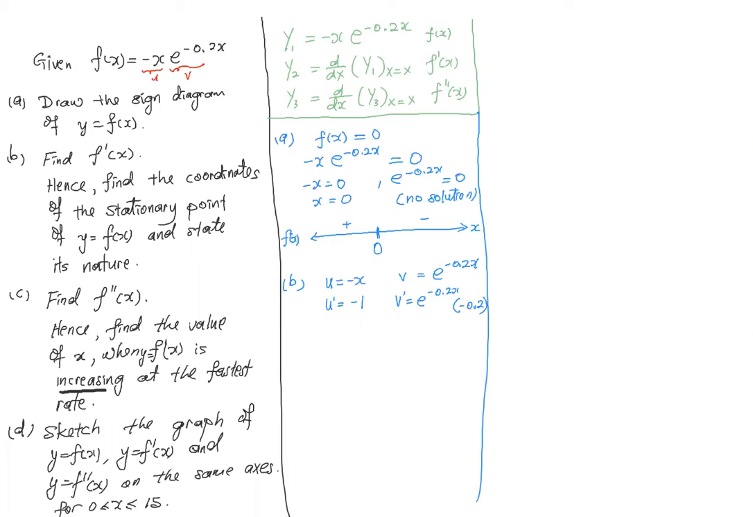Then you put into the formula of product rule. Okay, e to the power -0.2x times -1 plus -x times -0.2 e to the power -0.2x. Okay, so their common factor, factorize it out.